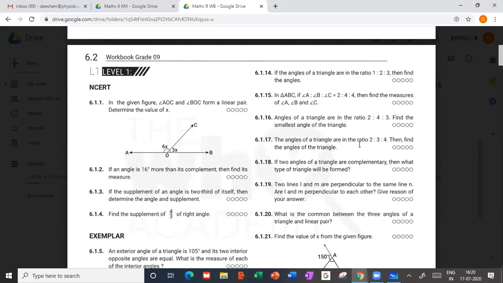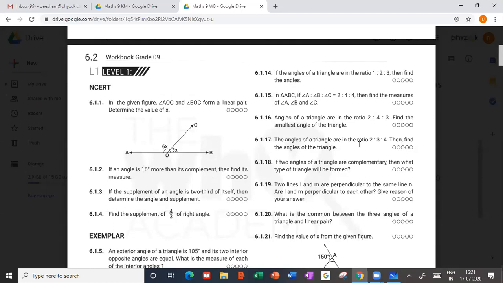Angles of a triangle are in the ratio 2:4:3. Find the smallest angle of the triangle. 2x plus 4x plus 3x equals 180, so 9x equals 180, x is 20, and 2x is 40.